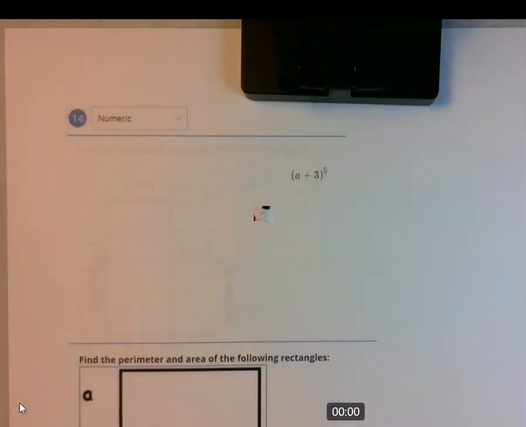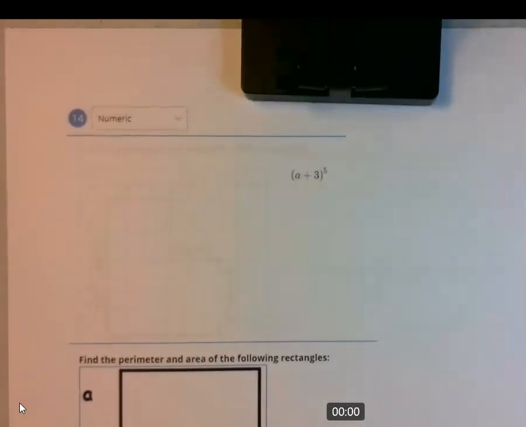Okay, number 14. Here we go. A little blurry here. Let's see what we do. There we go, it's a little better. A plus 3 to the 5. Okay, that's going to be a joy, and you're going to do that one on your own.